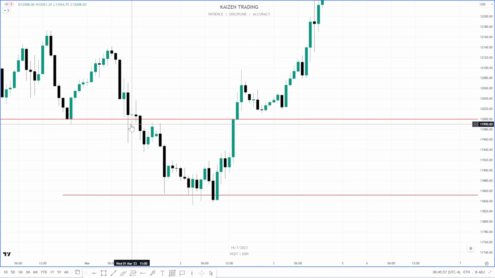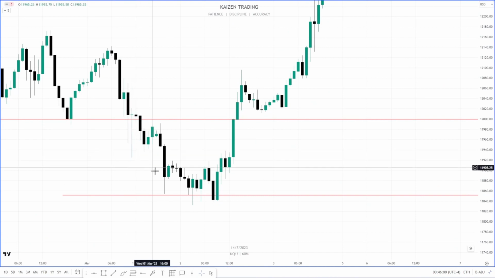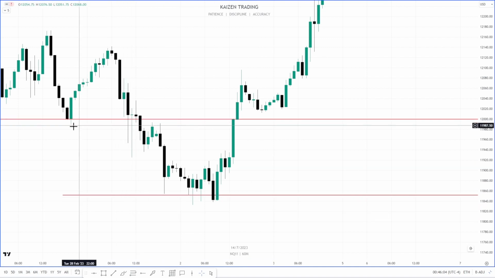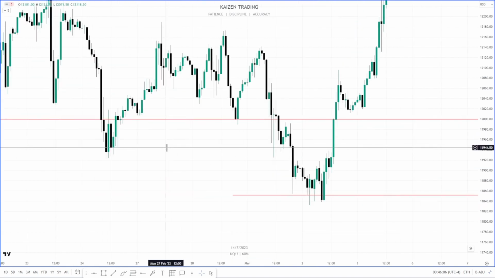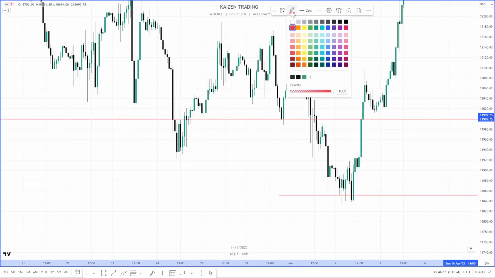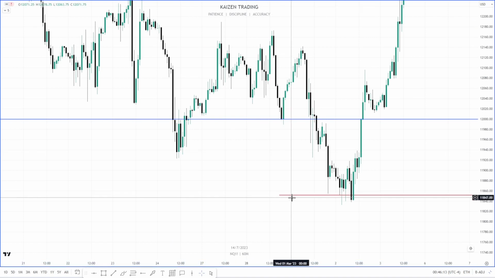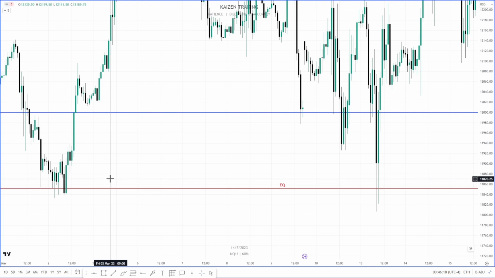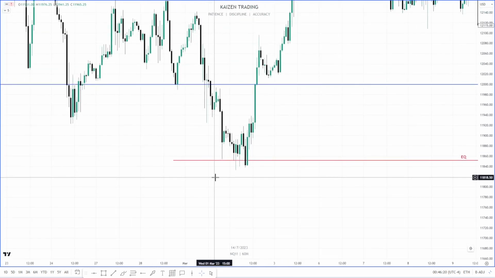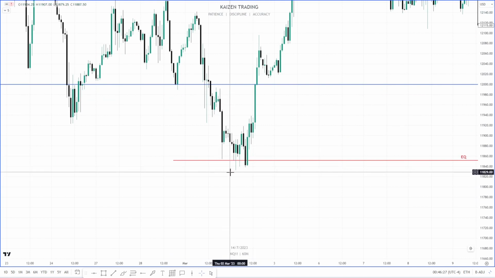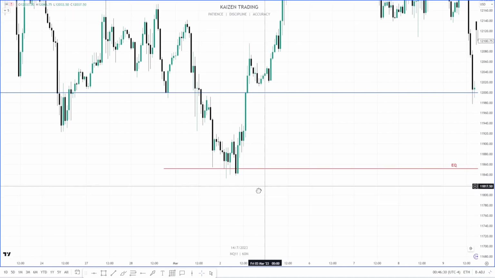All right, so here we have that same area, and this is the hourly chart. So we have our area of the weekly order block. We'll change that to blue so we can differentiate the EQ line. But this is our equilibrium. So anything below here is discount. What we see here is we have an area of discount. So price is going to want to return to an area of premium.